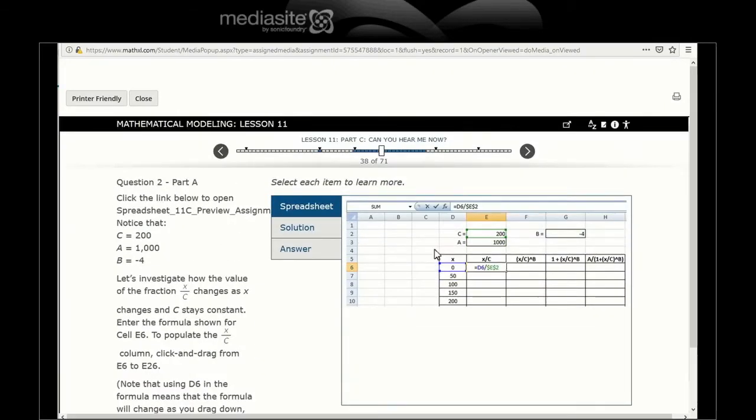Ooh, doggy, now we got spreadsheets. Click the link below to open spreadsheet 11C preview assignment.